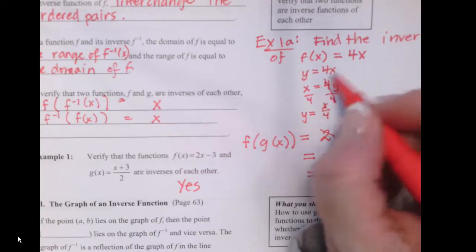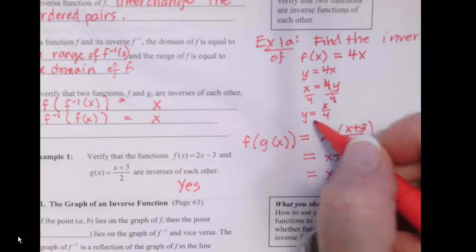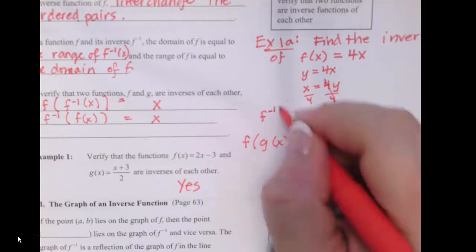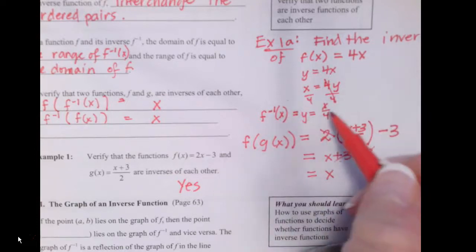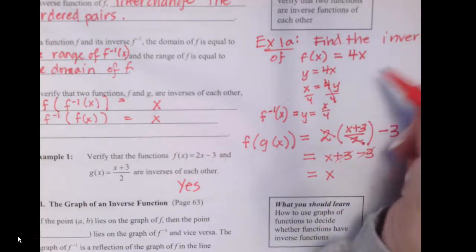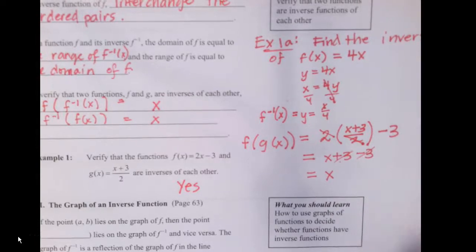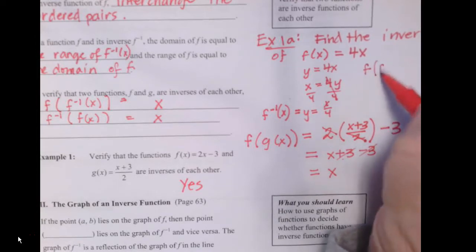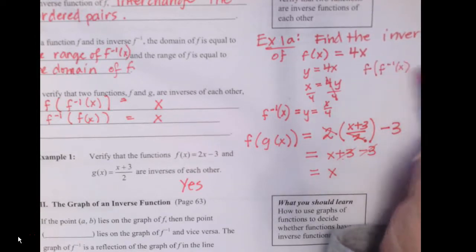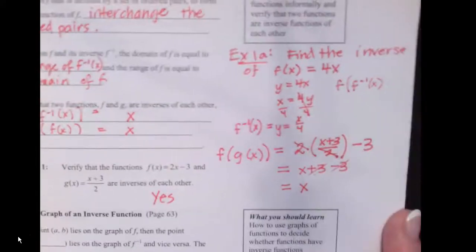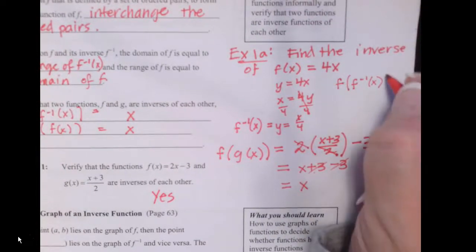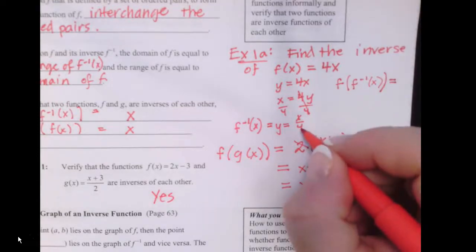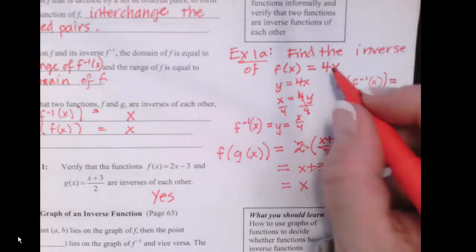So after we did that, we switch x and y and solve back for y. That is the inverse, x over 4. So in order to find out, or to prove, that they're inverses of each other, you do f of the inverse of x. So let's see, I'm off the page a little bit here. And so you plug in this inverse, x over 4, into the original function.